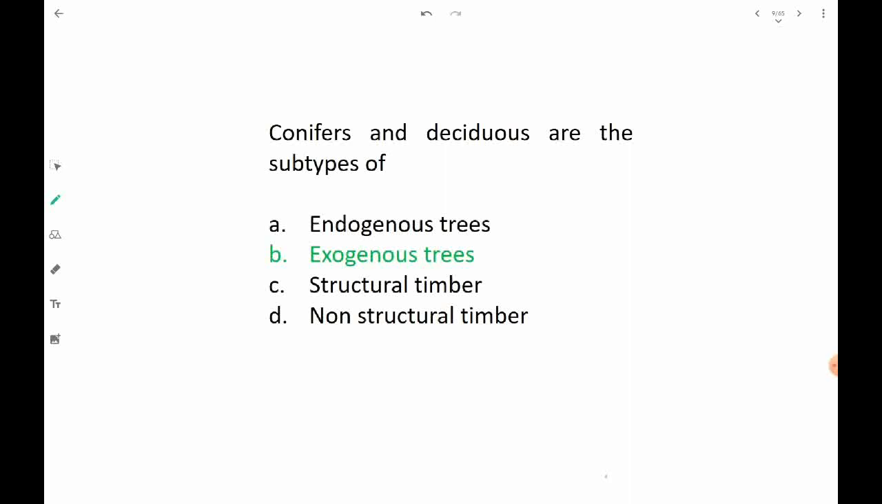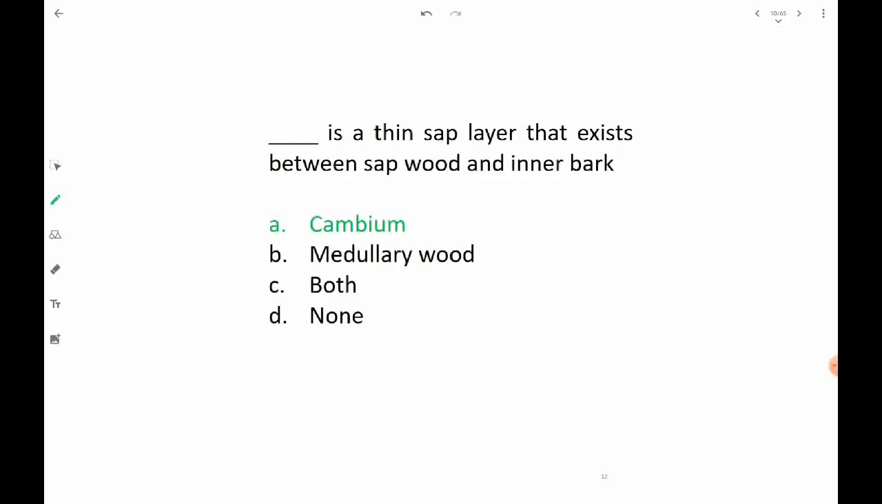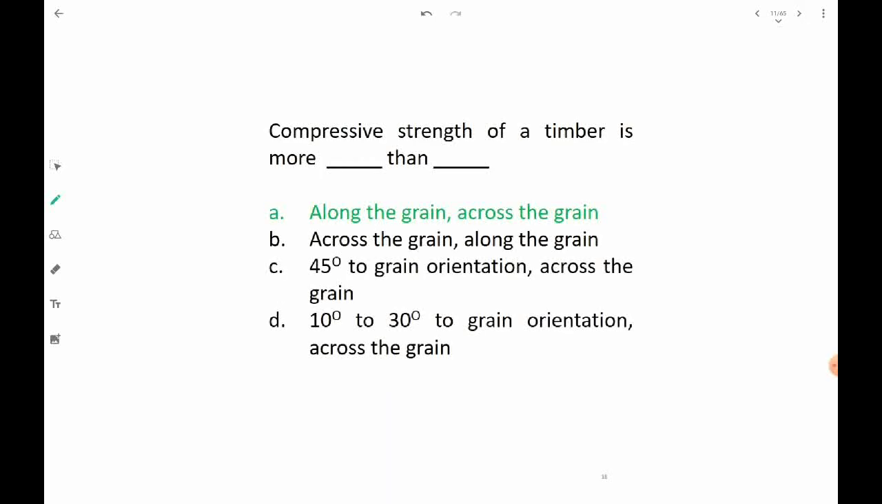Then, conifers and deciduous are the subtypes of exogenous trees. Conifers and deciduous are the subdivisions of exogenous trees. Cambium is a thin sap layer that exists between sapwood and inner bark. Compressive strength of a timber is more along the grain than across the grain.